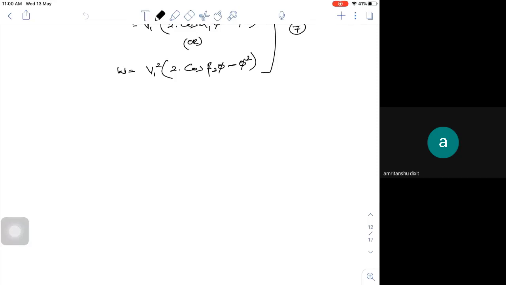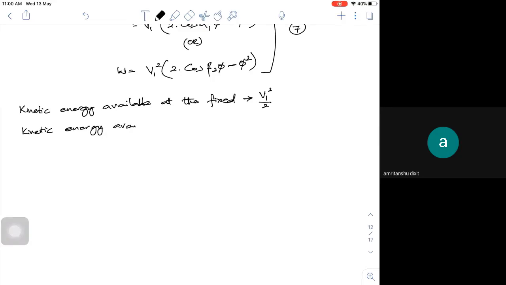Let me write that. The kinetic energy supplied, or available, at the fixed blade, that is at the entry, we can take as V1 square by 2. Then the kinetic energy supplied or available at the moving blade.